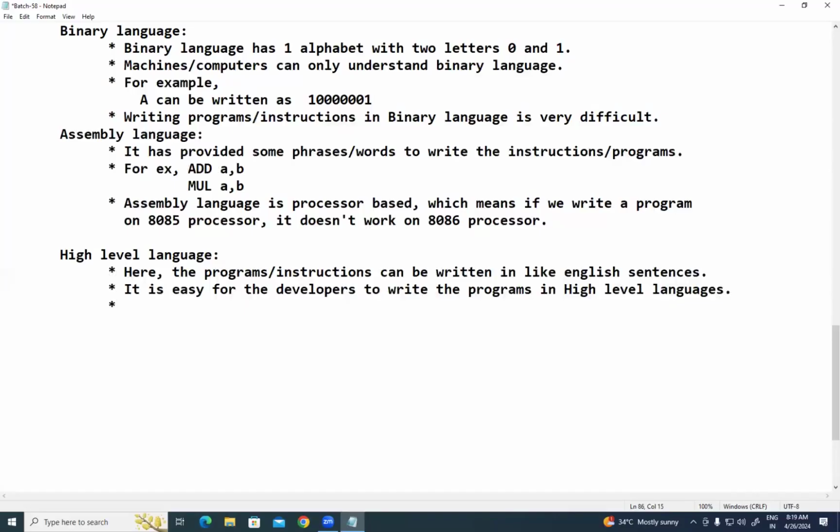Okay. Tell me now, if you write any program in a high level language, will the computer understand?